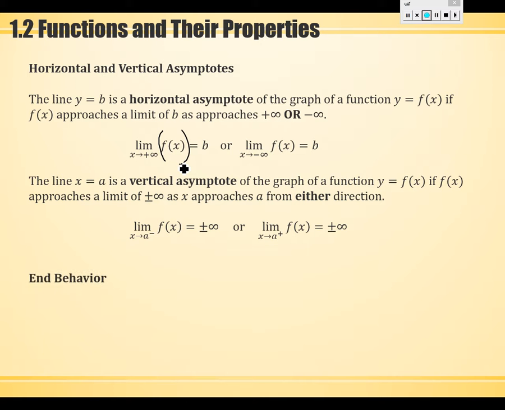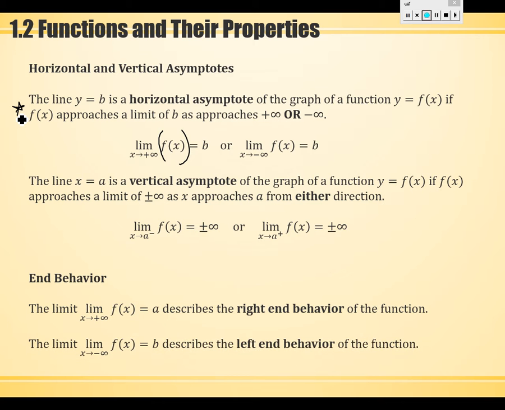End behavior is intimately related to the horizontal asymptote. We might talk about the right end behavior or the left end behavior of the function, and just know that's what we mean, right? We mean, do we get some limit as we go out to positive infinity or negative infinity? Do we get some number, A or B or something? The other answers you could get besides a number would be infinity or negative infinity. You could also say it's undefined, right?